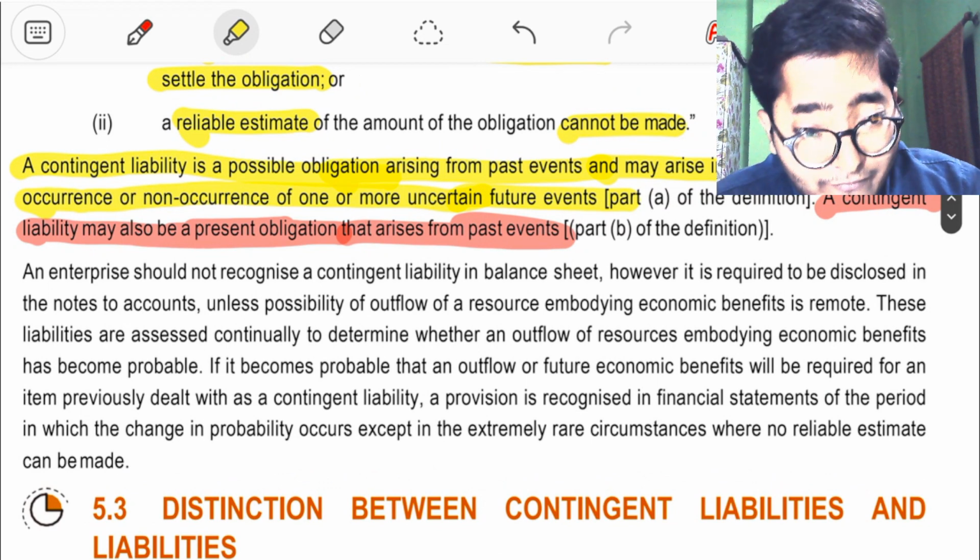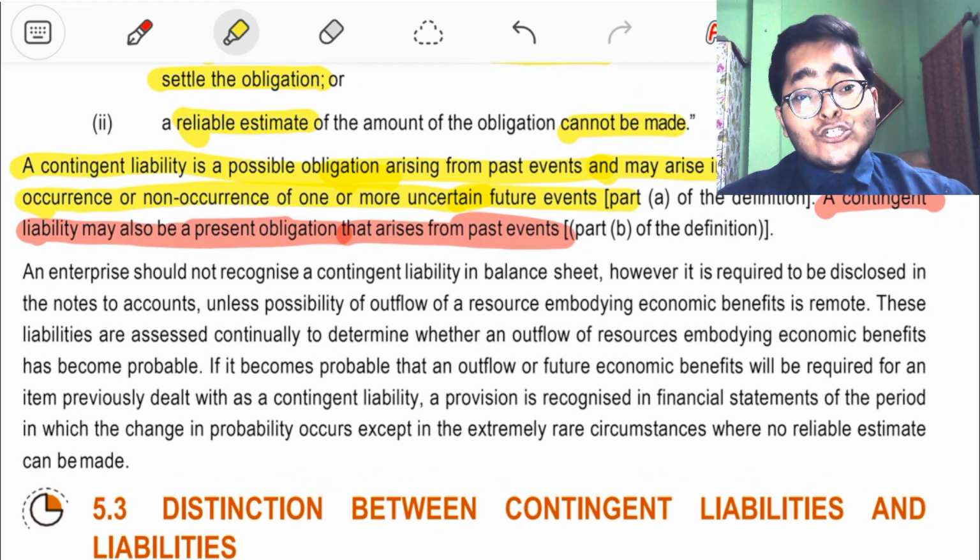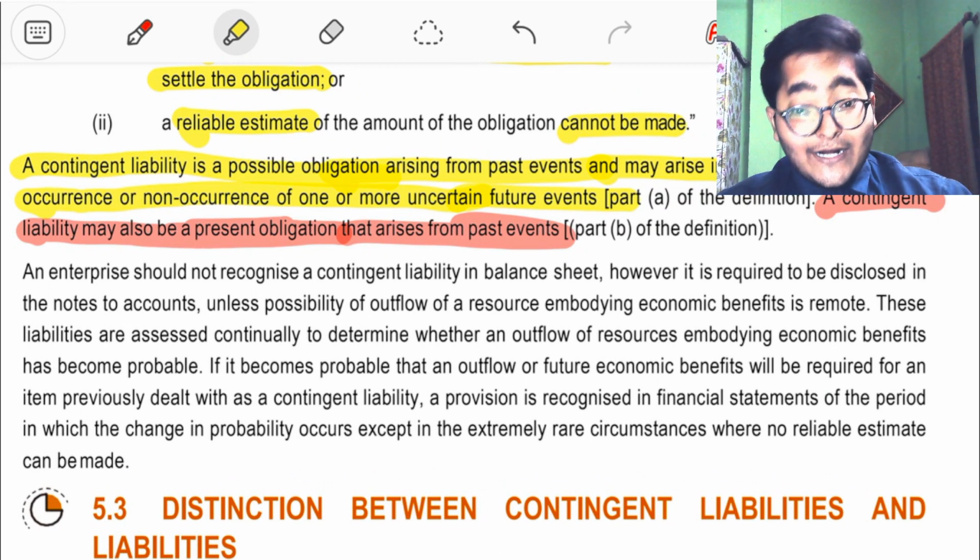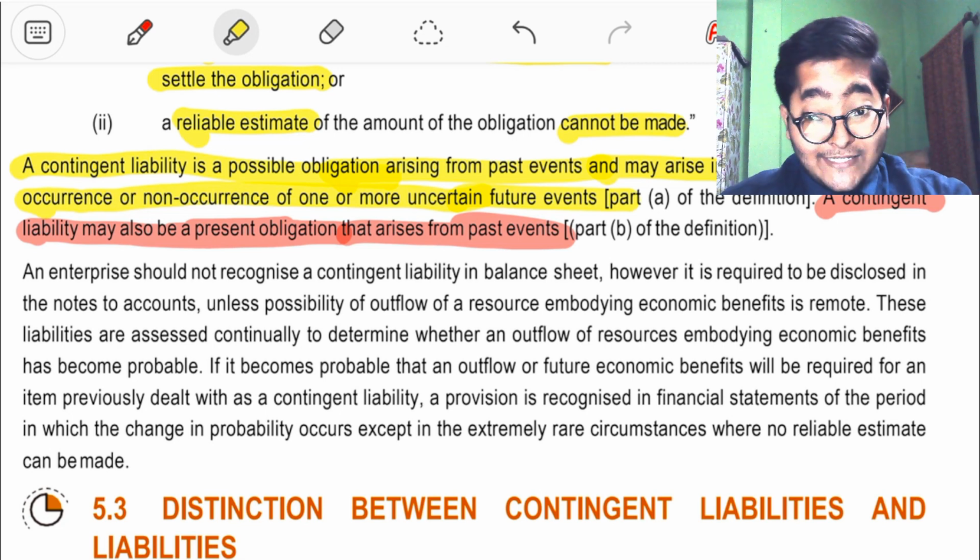Our next paragraph: an enterprise should not recognize a contingent liability in balance sheet. However, it is to be disclosed in the notes to accounts.